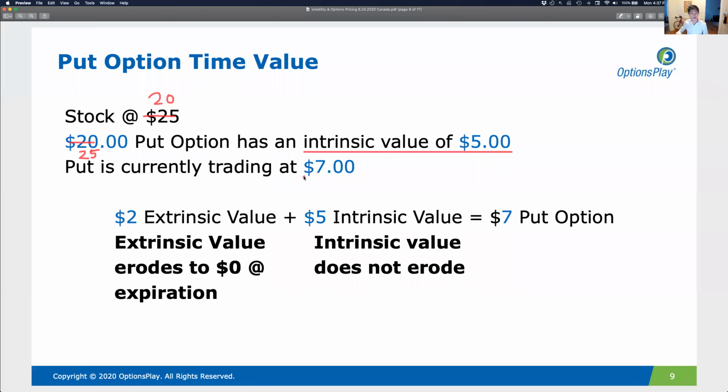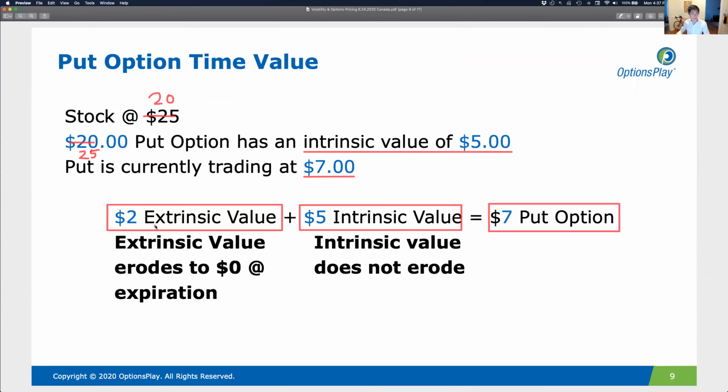Now, if this put option is currently trading at $7, what that means again is that this put option has $2 worth of extrinsic value plus $5 worth of intrinsic value, which gives us the $7 put option. And again, extrinsic value is the value that will erode to zero. Intrinsic value is the piece that will not erode at all. So this is important in helping you better understand how a call or put option is made up, if you will.